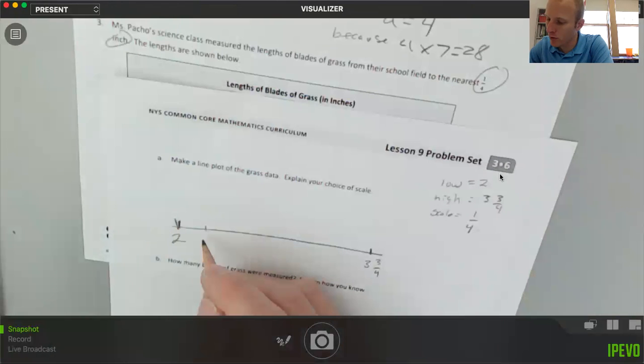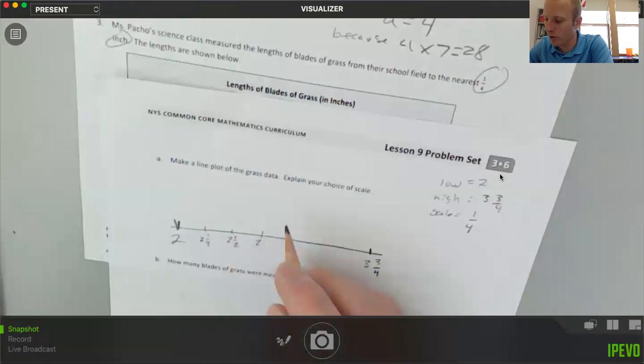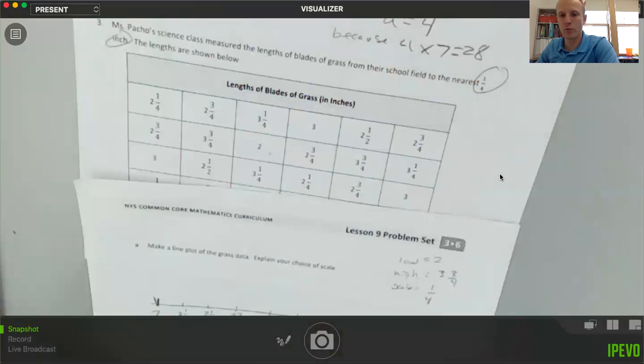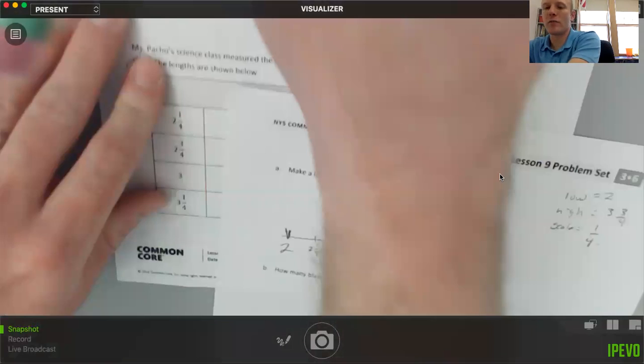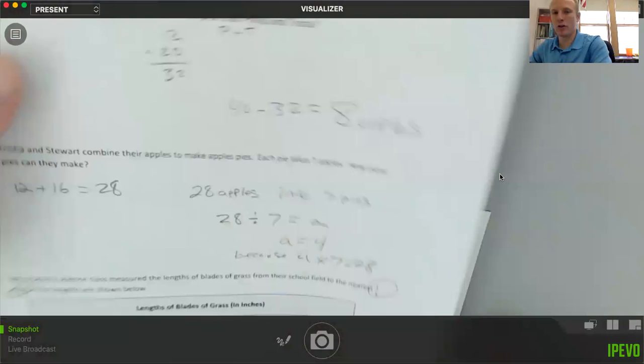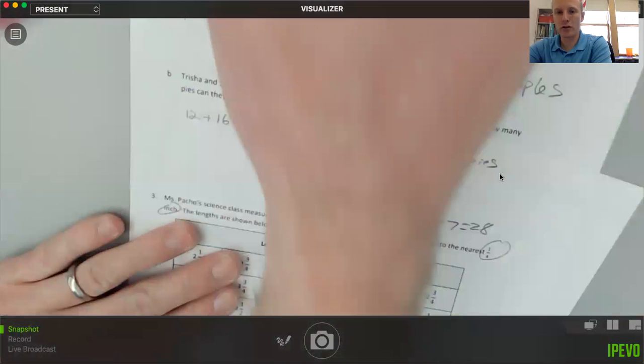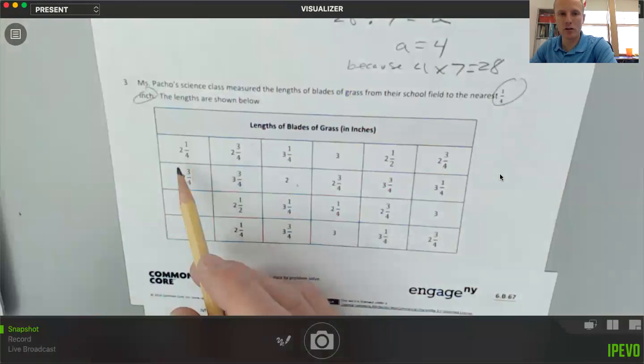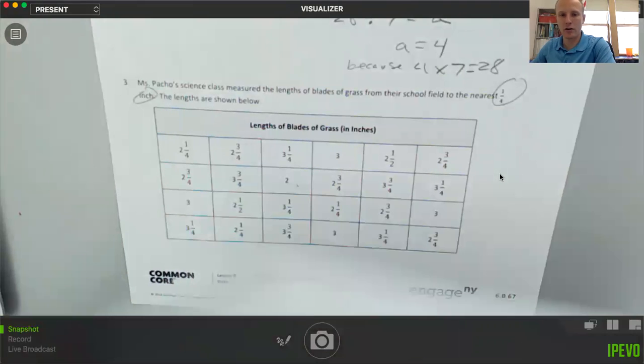So we go 2, 2 1/4, 2 1/2. 2 1/2 is the same as 2 2/4, 2 3/4, 3, 3 1/4, 3 1/2, or 3 2/4, either one, and then 3 3/4. Now I have to try to manage to get both of these pieces of paper on here at the same time. We're going to go through this, and every time we have a measurement on here, we're going to make an X on here.